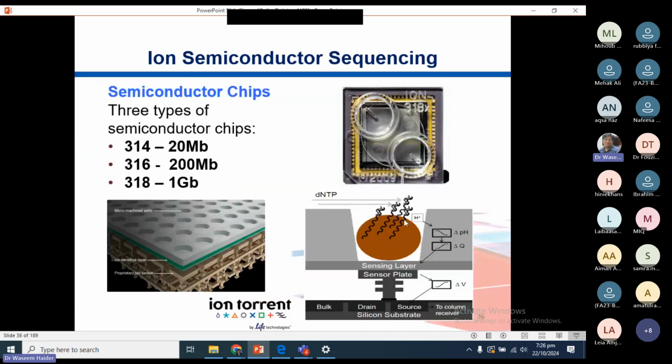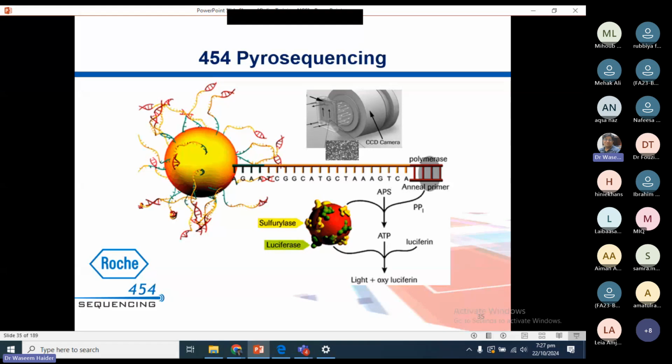So here you get multiple copies of the same fragment, monoclonally amplified, and all of them are releasing hydrogen ions. Obviously, there is a sensor, so that's detecting the change in pH. If there is a change in the pH, that is an indication that a nucleotide has been incorporated. But again, the hydrogen ion change is the same for A, T, G, and C, like we had the same color light for A, T, G, and C. Then how can you distinguish whether an A is incorporated or a T is incorporated?